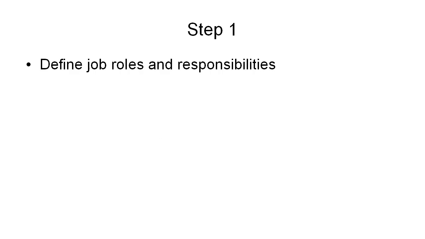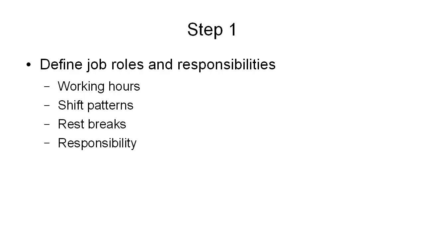Okay, step number 1. You want to define job roles and responsibilities. You want to define working hours, shift patterns, rest breaks, responsibility, and authority, so that everybody in the organization knows what they're supposed to do, when they're supposed to do it, and who they're supposed to report to. So there's no ambiguity because, as we said in an earlier video, ambiguity can be a big source of stress.